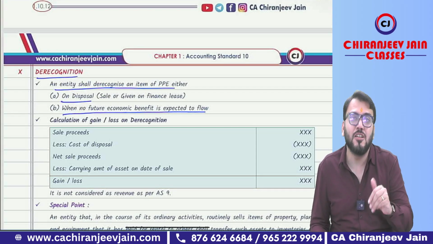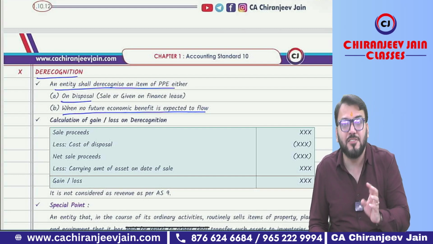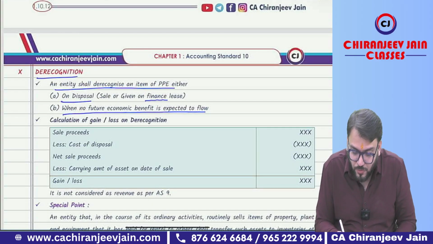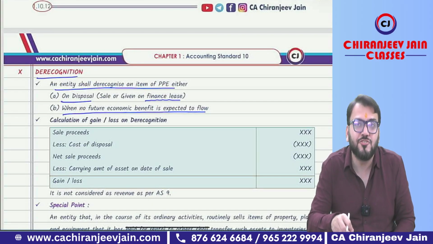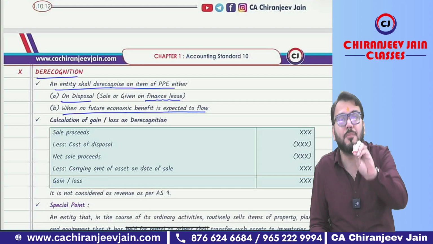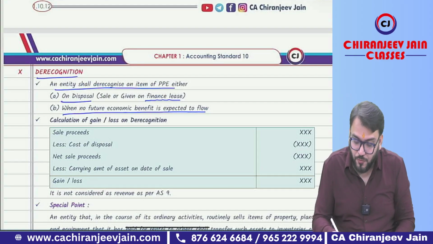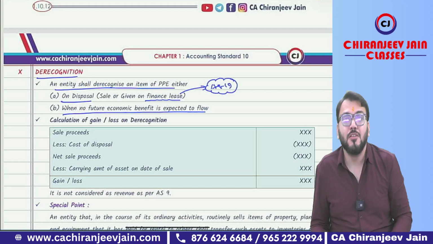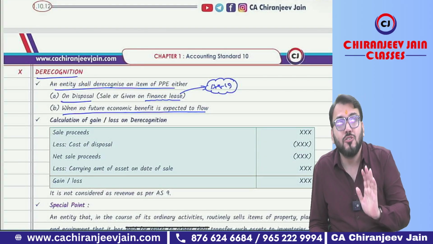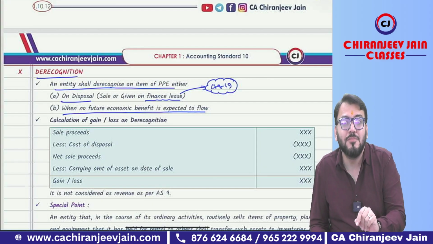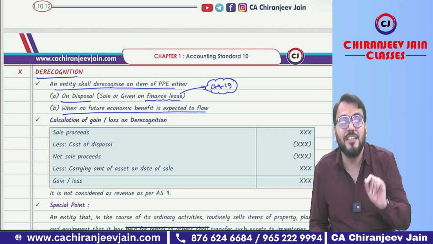On disposal means either on sale or it can be given on finance lease. Finance lease is coming soon in your life, so right now you will not be able to understand what a finance lease is. Therefore, I am not giving stress on this part. You can say it is either sold or given on lease to another party. Then also it can be derecognized. For finance lease, refer AS19. Whenever I say refer AS19, you will be able to understand that point only when AS19 is completed.